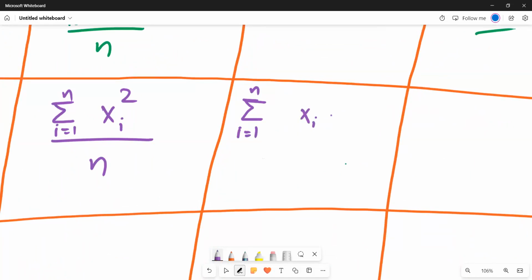Xi will change to xi minus mu, which is the mean of the data, right? This is mu, the mean of the data. Take the square of the terms and divide it by the total number of elements, which is n.